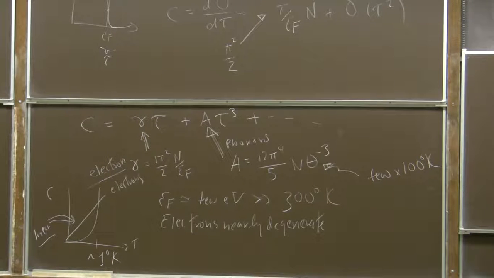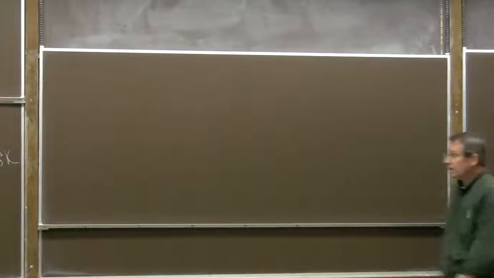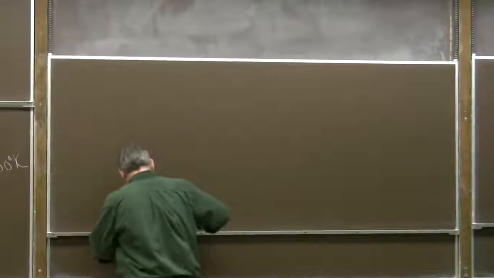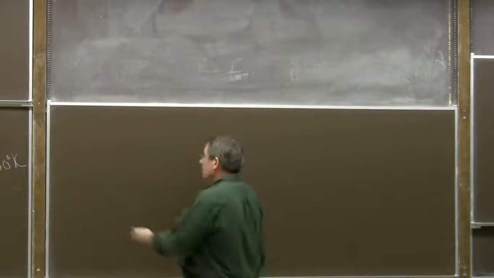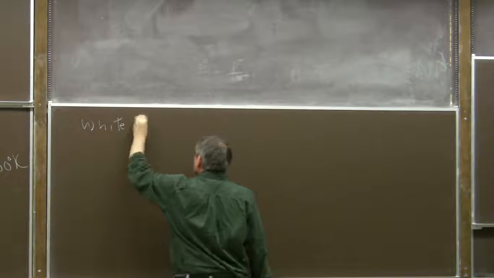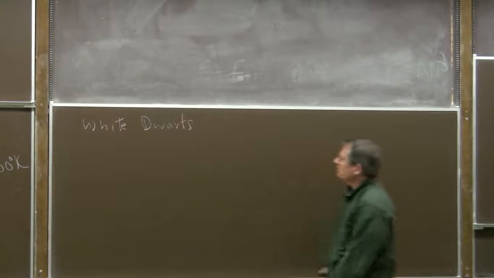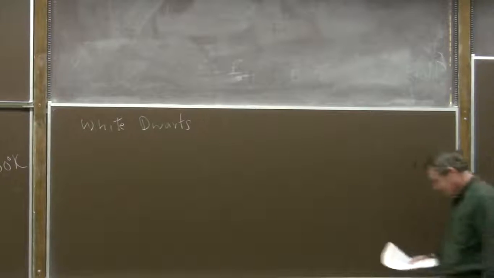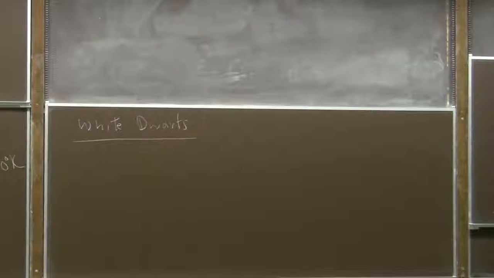Okay, so I think that's pretty much where we left off. Now let's talk about another application of the theory of nearly degenerate electron gases, and that is white dwarfs. I know it seems like they should be called white dwarves, but they're usually called white dwarfs. White dwarfs are little stars.